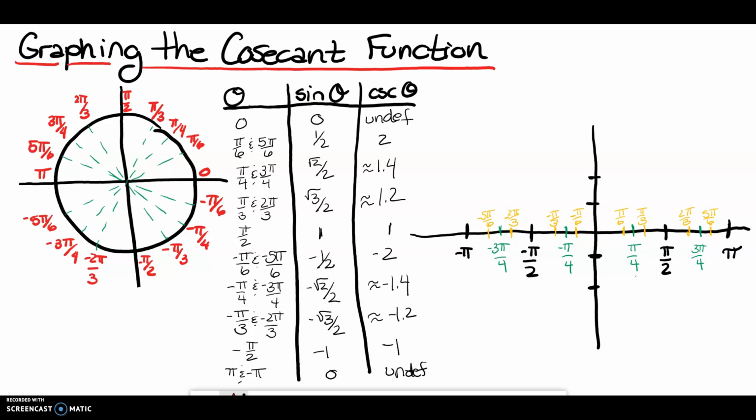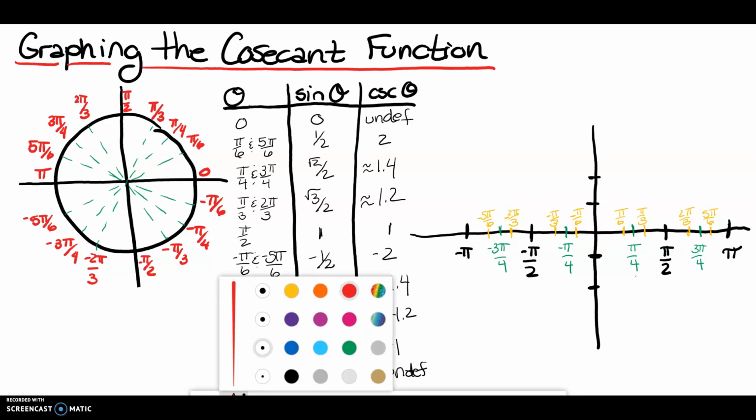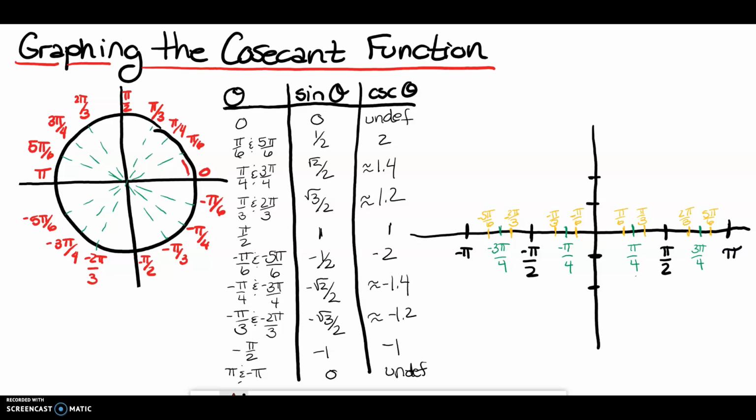In this video, we're going to learn how to graph the cosecant function. I drew a nice t-chart and a nice unit circle without any of the labels, except for the labels of the angle in radians. As we go around in a positive direction, I have positive angles, and as we go around in a negative direction, I have negative angles.